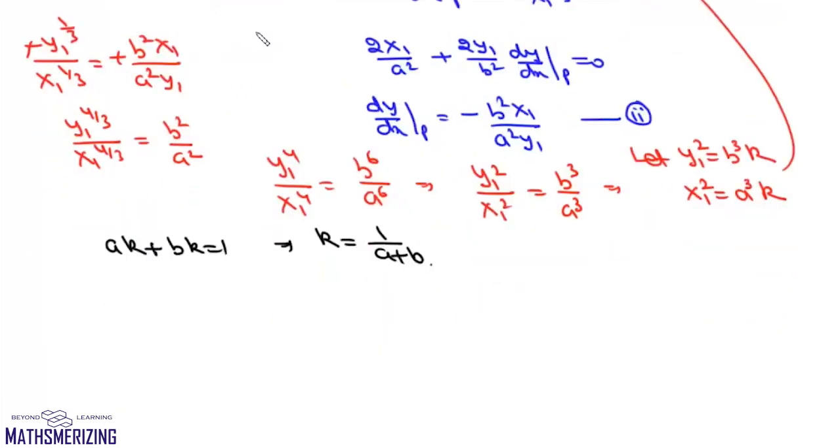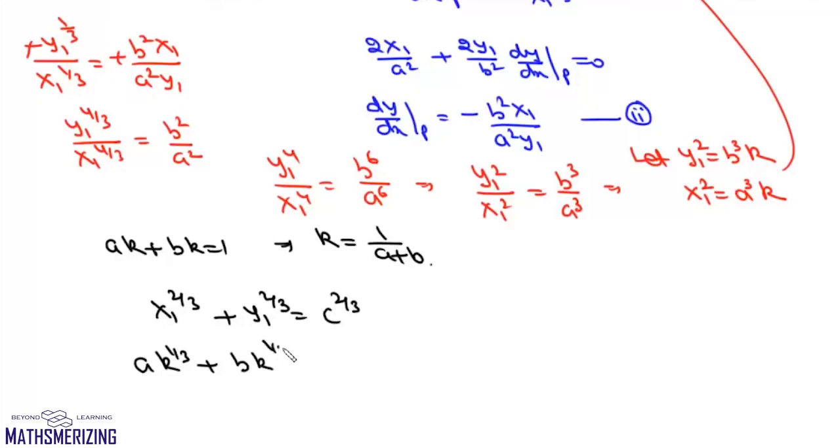So we can write x1 to the power 2 by 3 plus y1 to the power 2 by 3 is equal to c to the power 2 by 3. x1 to the power 2 by 3 is a into k to the power 1 by 3, and in the same way y1 to the power 2 by 3 is b into k to the power 1 by 3, and it is equal to c to the power 2 by 3.